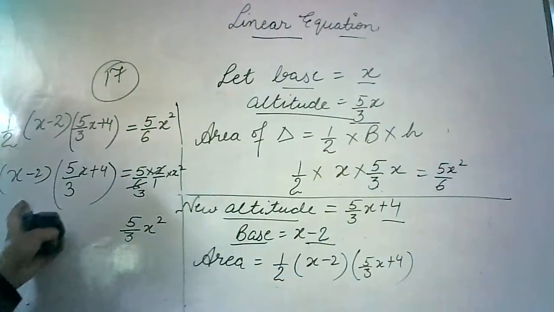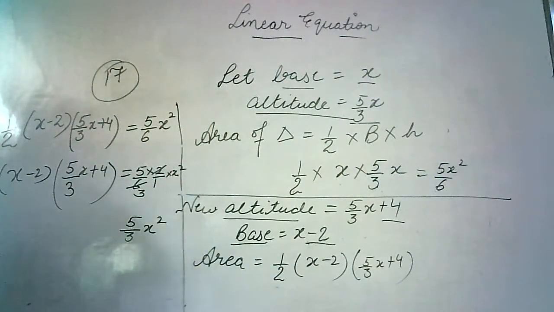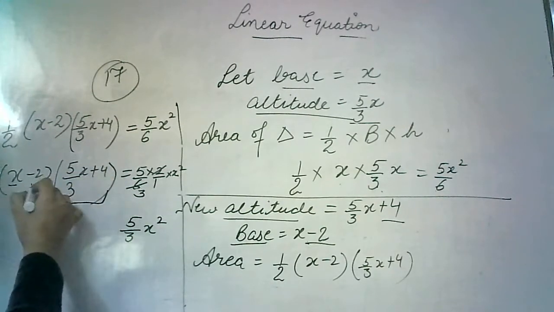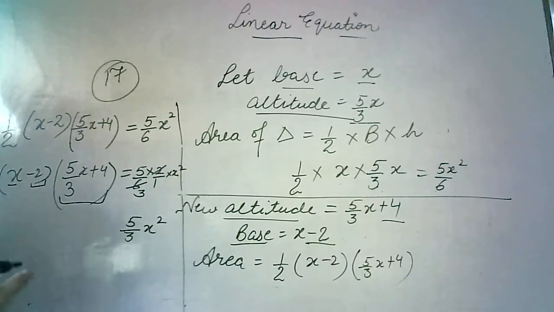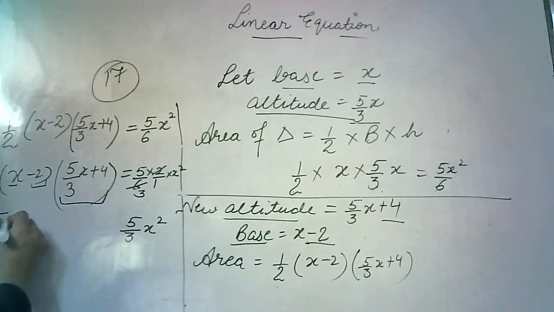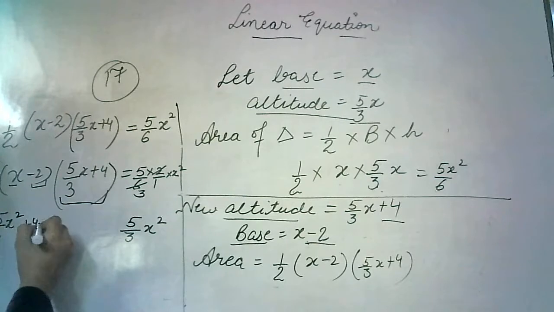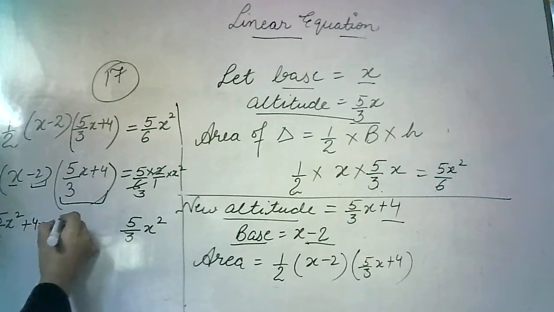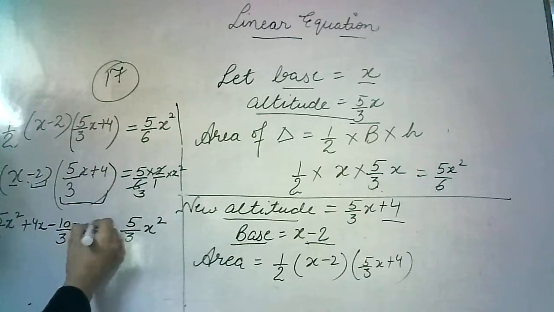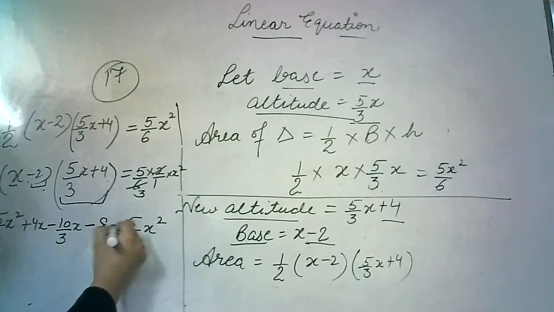How will we solve it? What should we do? Just multiply it. X will be multiplied with this complete number and minus 2 will be multiplied with this complete number. X will be multiplied with this now. 5 by 3 x square plus 4x. Minus 2 will be multiplied. It will be minus 10 by 3 x minus 8 is equal to 5 by 3 x square.